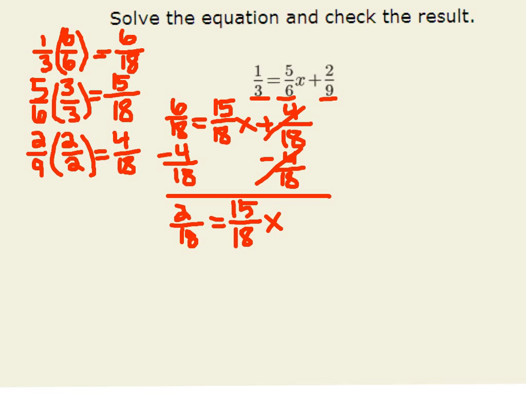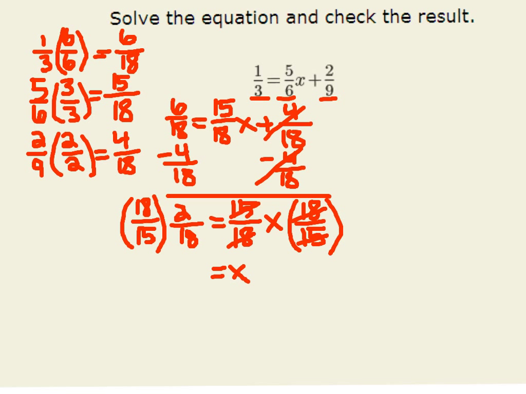Now in order to undo the multiplication of x by this fraction here, 15/18, I'm going to multiply both sides by its reciprocal. Because when you divide a fraction, what you actually do is multiply by its reciprocal. Its reciprocal is just the fraction upside down. So on this side, the 18s cancel, 15s cancel, I get left with x, which is very nice. We want to solve for x. On this side, the 18s cancel and leaves us with 2 in the numerator and 15 in the denominator.